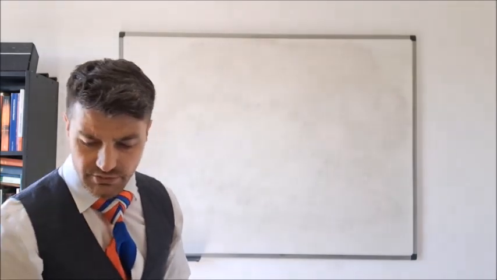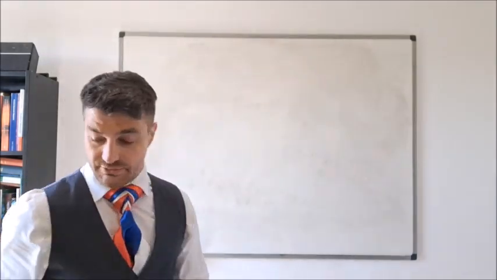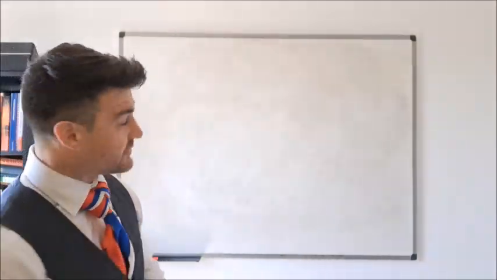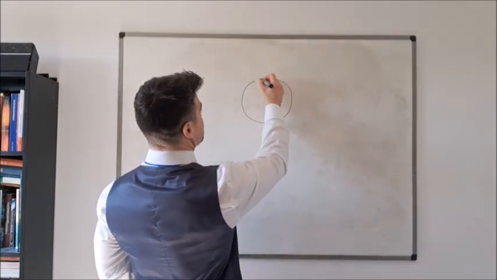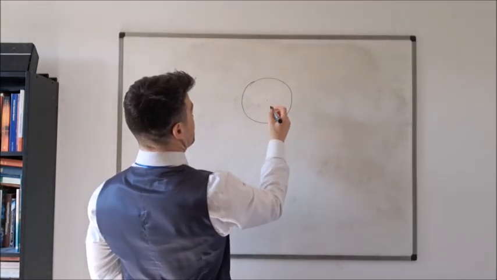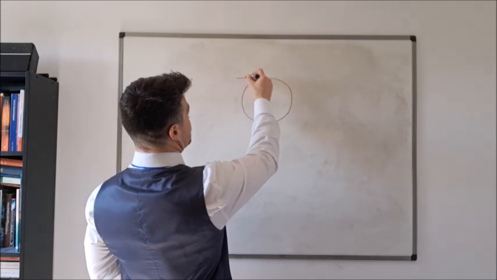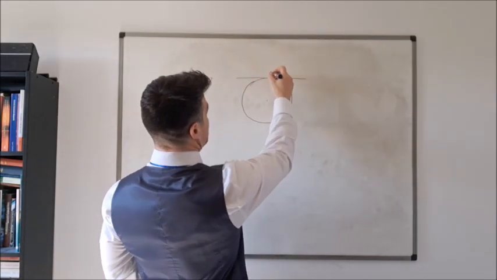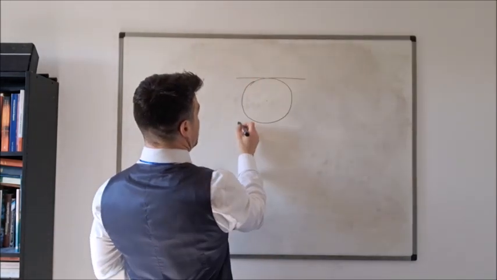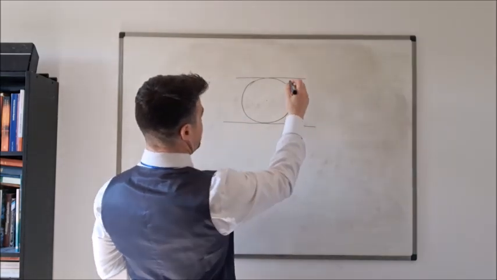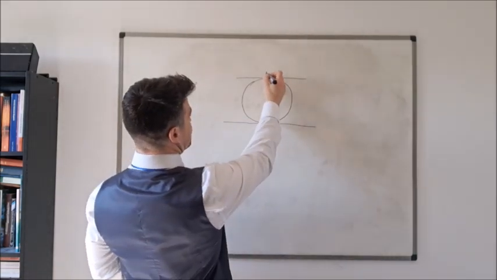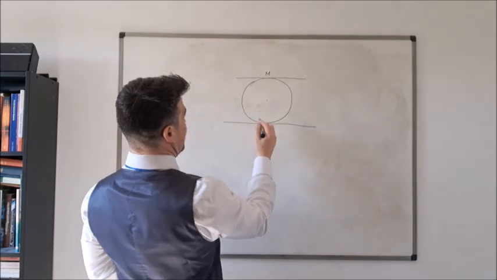If I were to draw a diagram to represent this situation, it might look something like the following. So we've got our circle, and we've got two parallel tangents. I'll try to draw them the best that I can. It doesn't matter if they're a bit wobbly. So that's M and that's N.